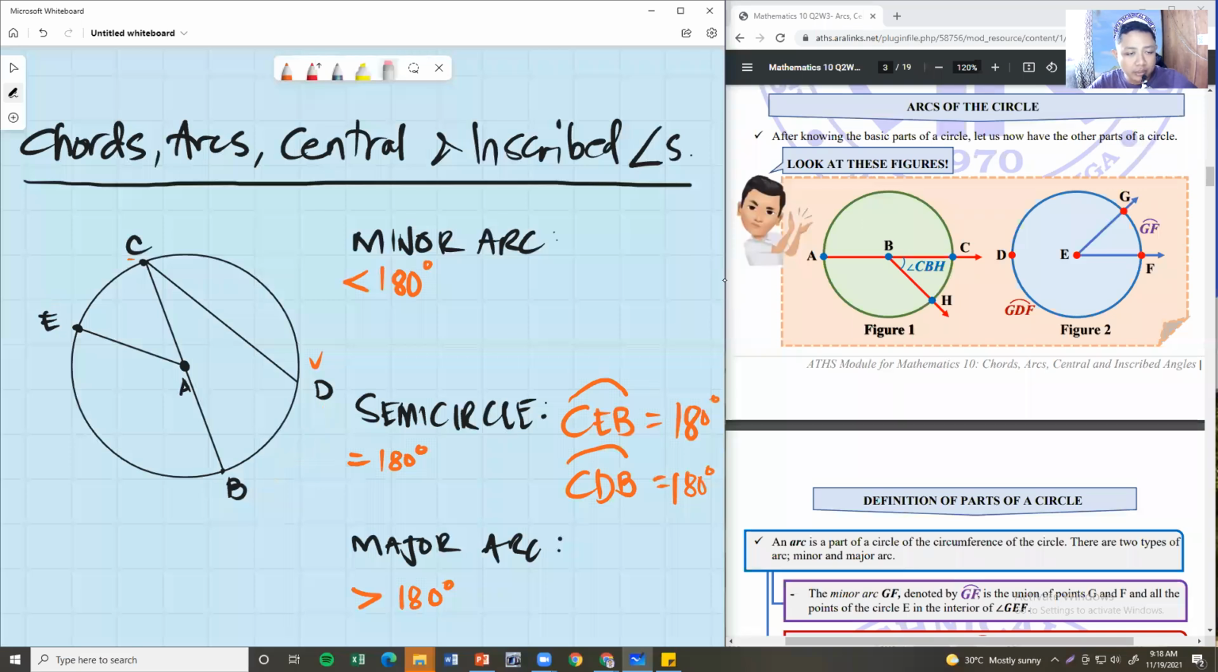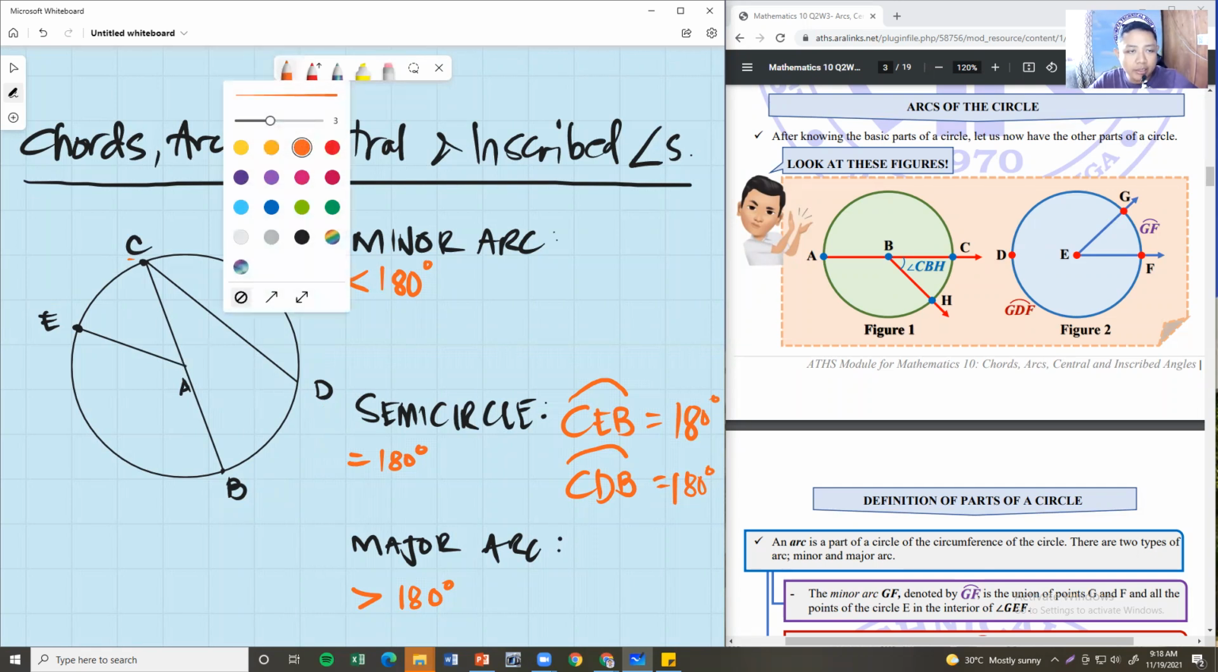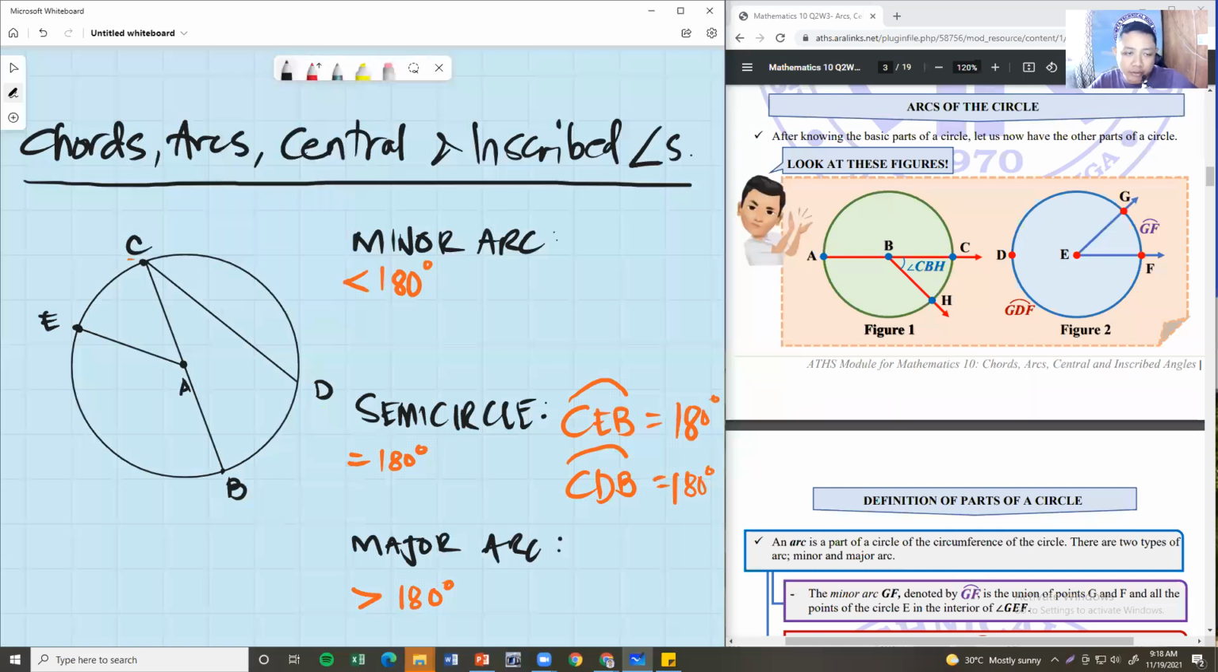Okay, let me remove this now. Now that you know how to name the semicircle. Okay, so that's it. The total is always 360 degrees. Okay, take note of that. Now, if the semicircle is now clear to us, anything below the measurement of the semicircle or smaller than semicircle is just a minor arc.